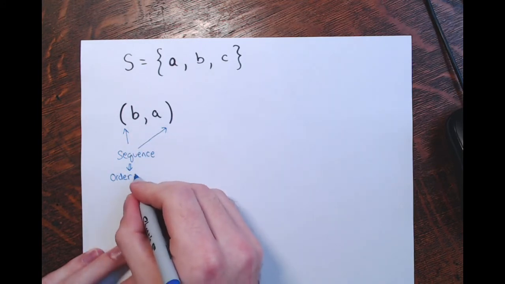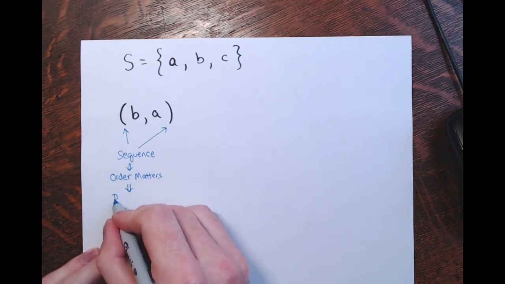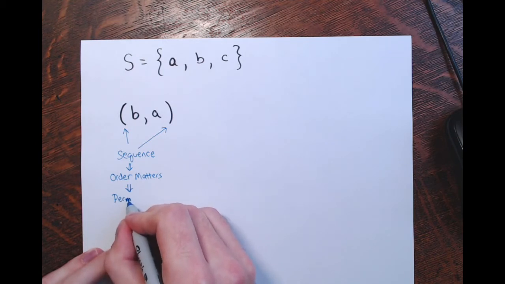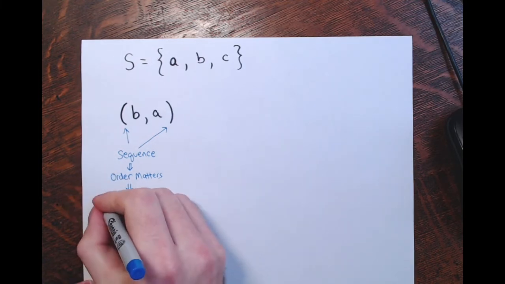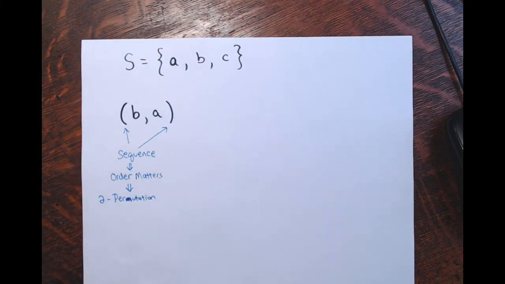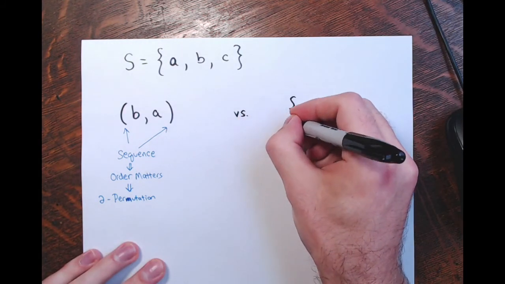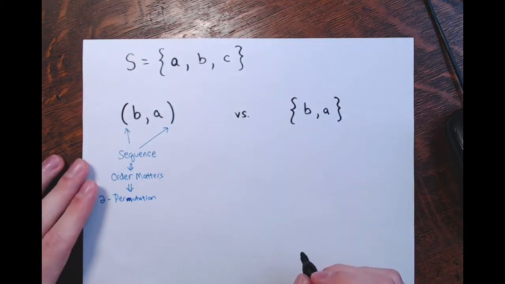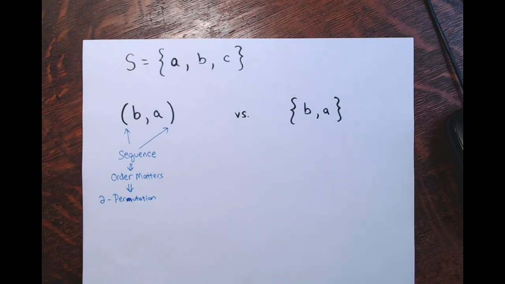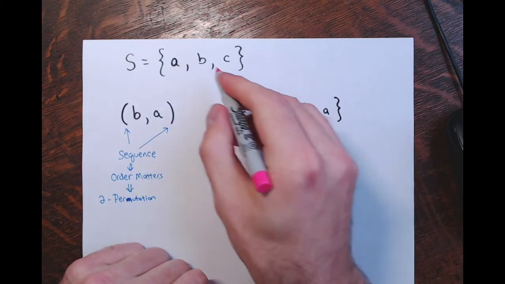Meaning that order matters, meaning it's a permutation. Right, you're talking about permutations. In this case, this would be called a 2-permutation because it's a sequence of two objects. As opposed to this, if I said, hey, this set with B and A in it, notice there are these braces. It's a set. And in fact, this is a subset of set S.